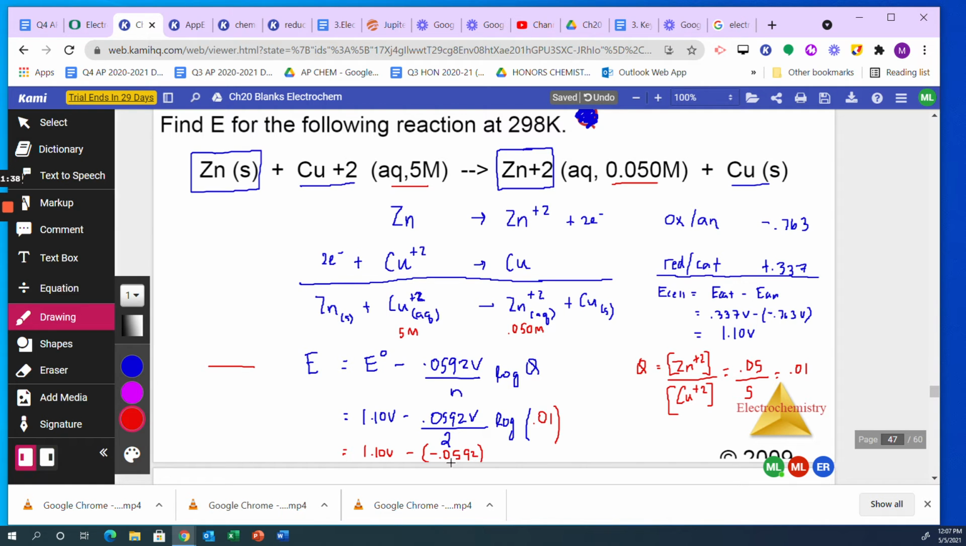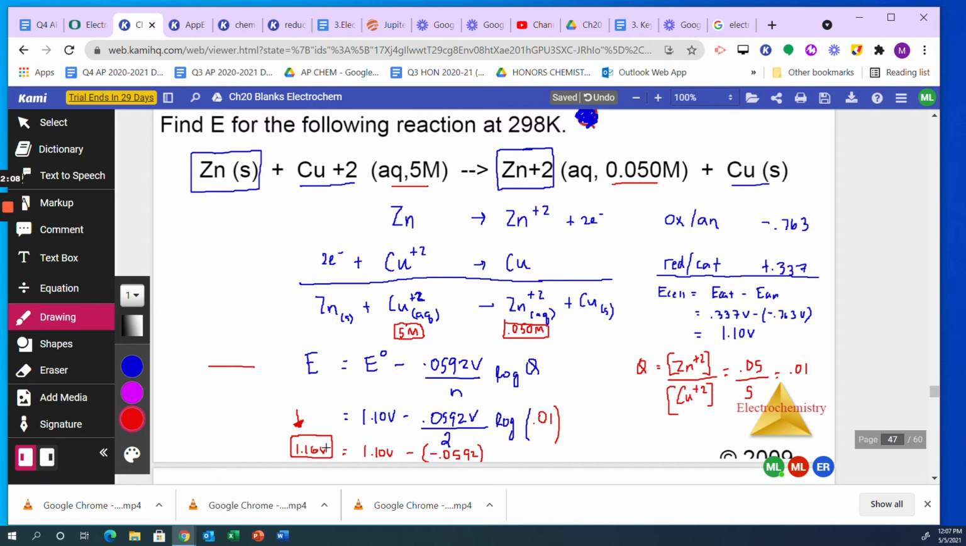Okay, so your new voltage at non-standard conditions, because you don't have 1 molar, you have 5 molar and 0.05 molar, is now 1.16. Okay, now let's go back and think about this number a little bit. Your voltage is supposed to be 1.10. You made it higher. As a chemist, yeah, I want my battery to be more powerful, higher voltage.